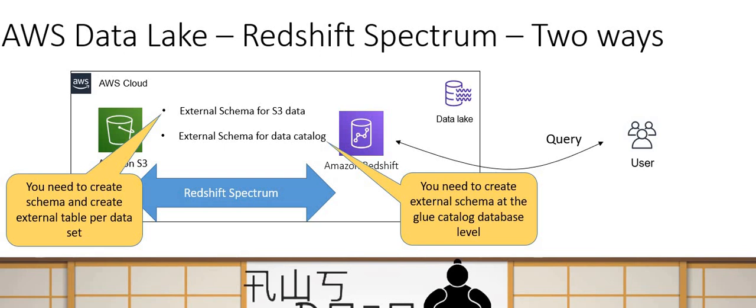In my personal experience, it is less effort if you use the second approach. It's less effort to create communication between Amazon Redshift and S3 compared to talking to S3 directly. Second benefit is in the second approach, the catalog approach, you are using a catalog.